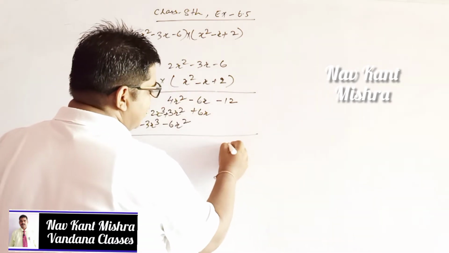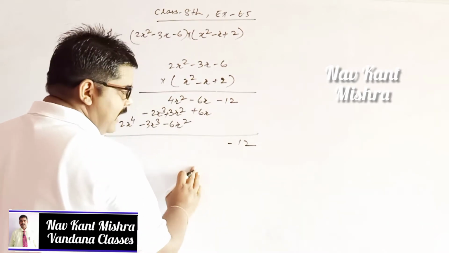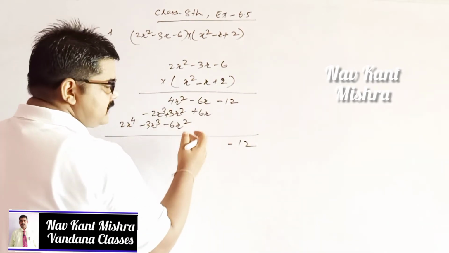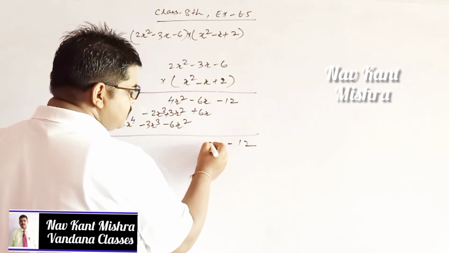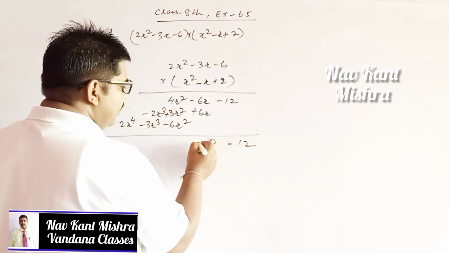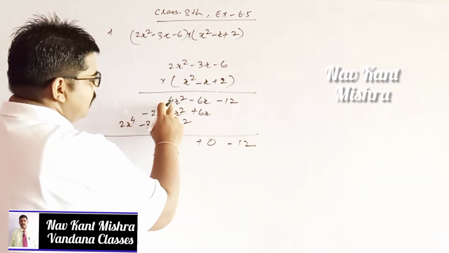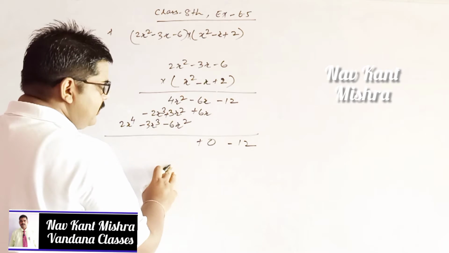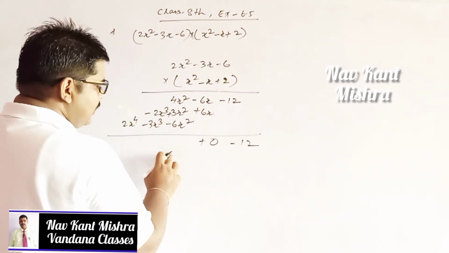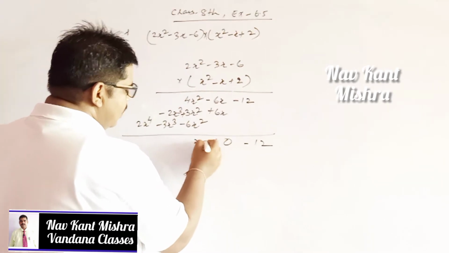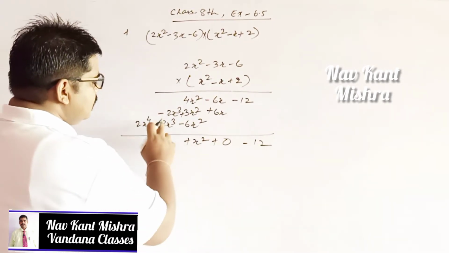You can just write down minus 12 plus 6x and minus 6x. You know very well that both terms cancel, so nothing is left. If you want, you may write here 0. And after that, just see that 4x squared plus 3x squared is 7x squared, and 7x squared minus 6x squared is equal to plus x squared. So you have to write down here.